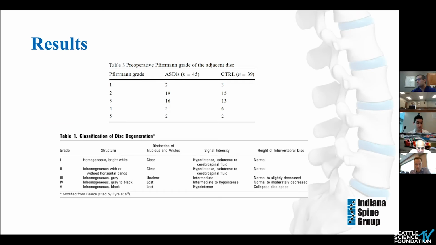In order to control for pre-existing disease at the adjacent segment that may have served as a confounding factor, the authors characterized the adjacent discs using the Pfirrmann criteria, which is a grading system that assigns grades 1 through 5 for disc degeneration based on several categories seen on MRI, including degenerated intervertebral discs, asymmetry in disc structure, distinction of the nucleus and the annulus, signal intensity of the intervertebral discs, and the height of the intervertebral discs. As you can see from table 3, the preoperative adjacent disc spaces were similar between groups.